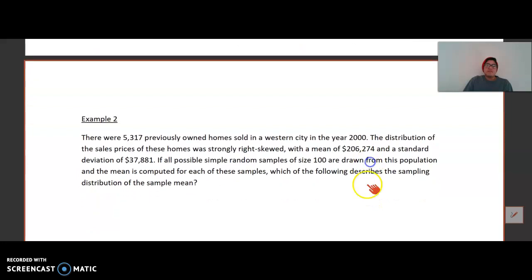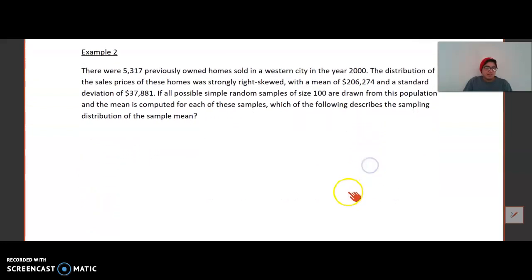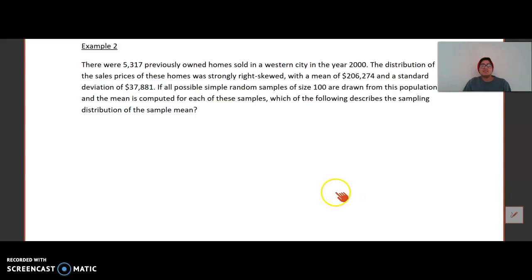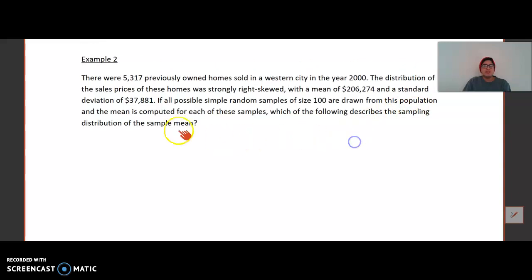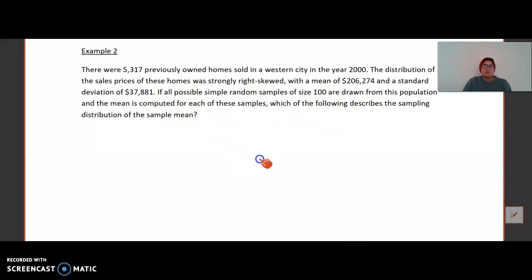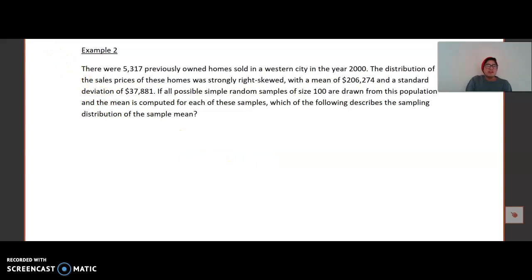And then lastly, we have another example here, a favorite of the AP exam. There were 5,317 previously owned homes sold in a western city in the year 2000. The distribution of the sales prices of these homes was strongly skewed right, with a mean of $206,274 and a standard deviation of $37,881. If all possible simple random samples of size 100 are drawn from this population, and the mean is computed for each of these samples, notice again it's all possible samples, which of the following describes the sampling distribution of the sample mean?